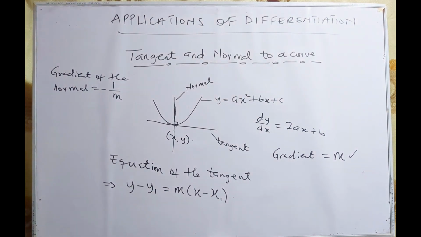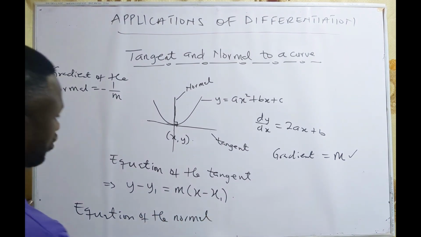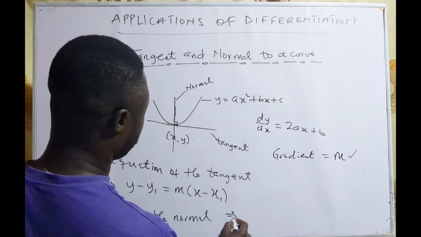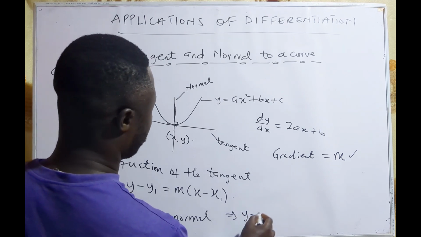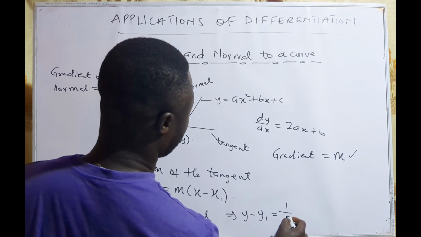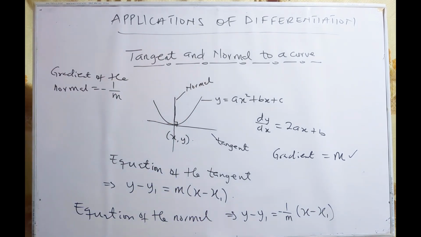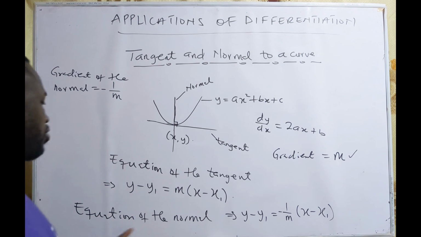Is that okay? Then we can find the equation of the normal. So the equation of the normal becomes y minus y1 equal to negative 1 on m times x minus x1. So this also becomes the equation of the normal.